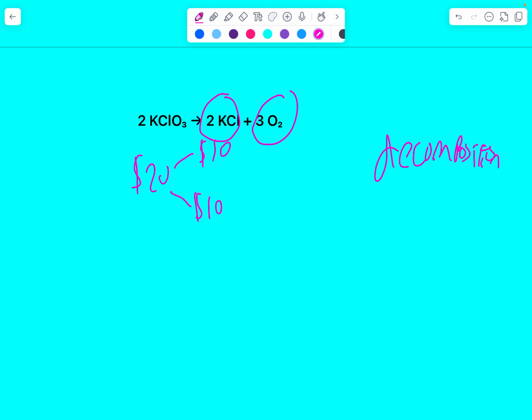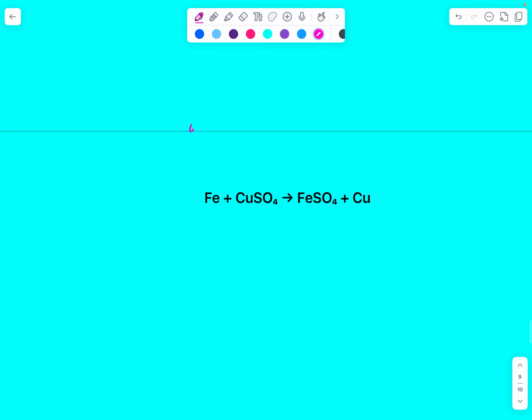Next one, you got Fe plus CuSO4 forming FeSO4 plus Cu. So I see I have, let me think. I remember no matter what, when in doubt, I know A, B, C. And then I see A is with C because I have FeSO4. And then I have Cu all by itself. That looks like single replacement to me.